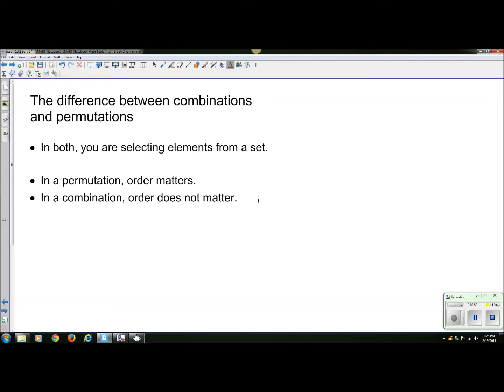A combination, however, might be a situation like this. 20 people are running to be on a committee of 3 people. So in other words, in this case, you are taking 3 people to be on the committee. However, their position on the committee is not different from one another, so it doesn't matter what order you choose the 3 people in.